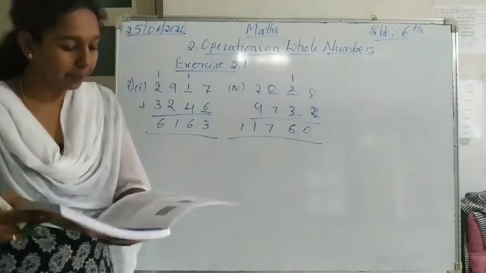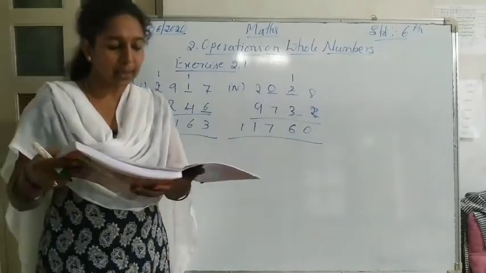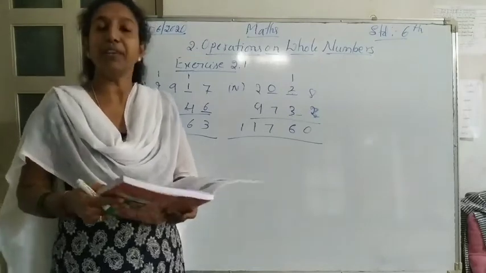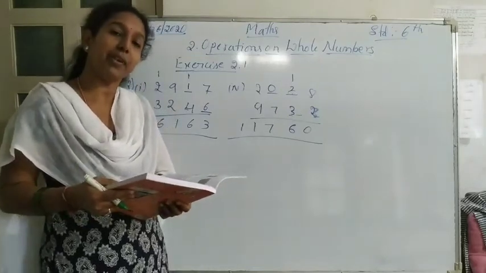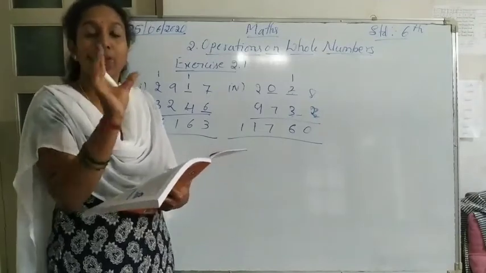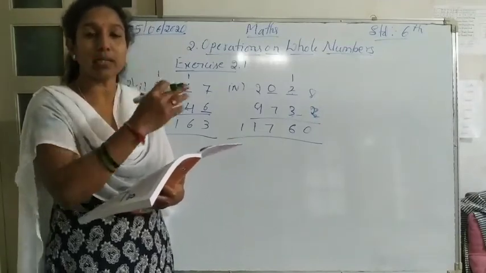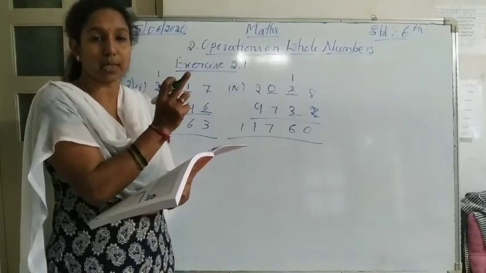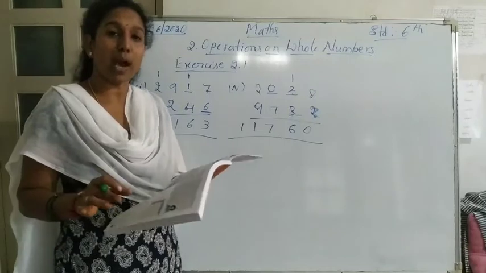Next one, third one. In each, combine the numbers in the most convenient manner and add them. So convenient manner, they said. Here convenient manner means, as I told you now, when we add the ones place, the digit sum should be 10. Like that we have to add those two numbers. Okay, so then we have to add here.